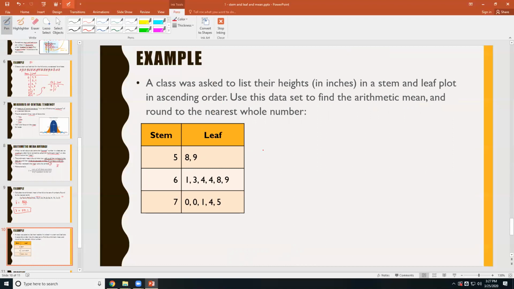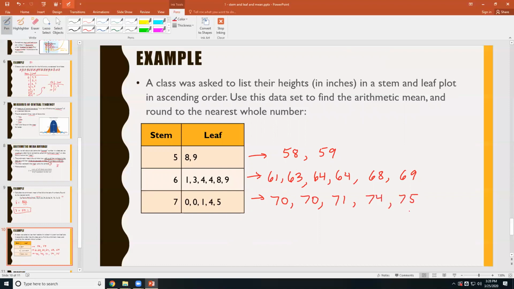Just to reinterpret this, if we look at this very first row, for instance, this means there were two people, because there are two leaves here. One person was 58 inches tall, and the other person was 59 inches tall. In this other row, we had someone who was 61 inches tall, and then someone who was 63 inches tall, 64 inches tall, another person who was 64 inches tall. There were two 64s right there. And then 68 inches tall and 69 inches tall. Last row here, we had two people who were 70 inches tall, someone who was 71 inches tall, 74, and then someone who was 75 inches tall.